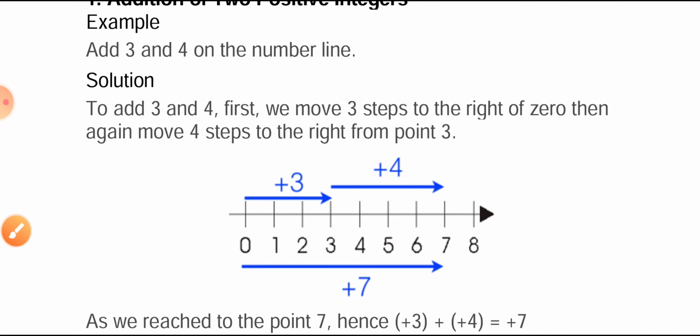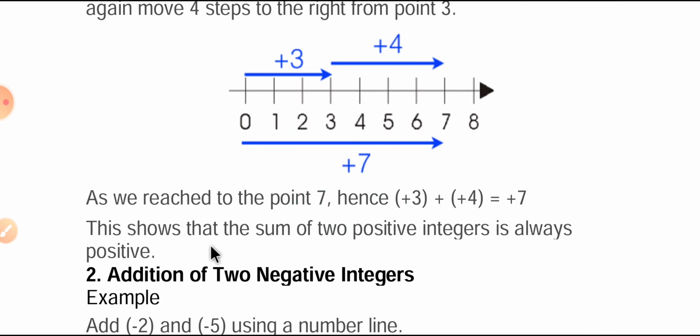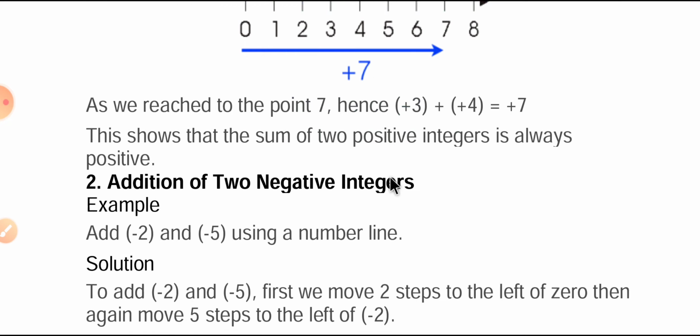As we reached the point 7, hence plus 3 plus 4 is equal to plus 7, and it shows that the sum of two positive integers is always positive. If we add any two positive integers, the answer is always positive only.